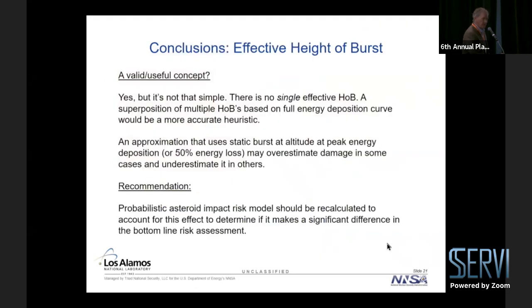So here are my conclusions. It is actually a useful concept, but we need to be more careful about how we apply it. And I look forward to collaborating with the ATAP group as well as with Sarah, who's also doing very relevant work along these lines. Thank you.